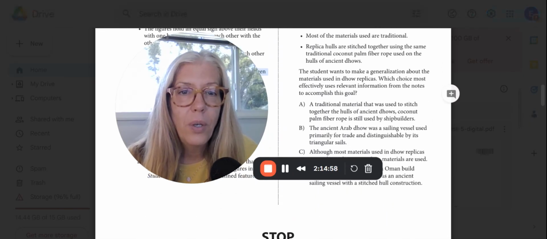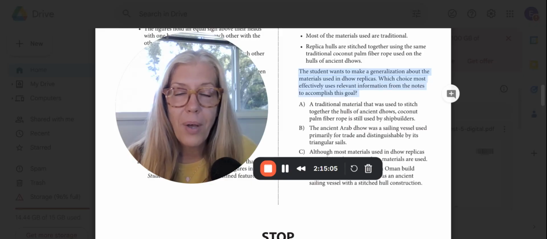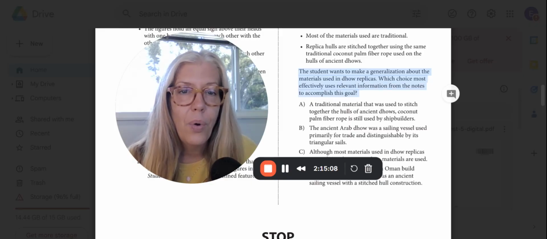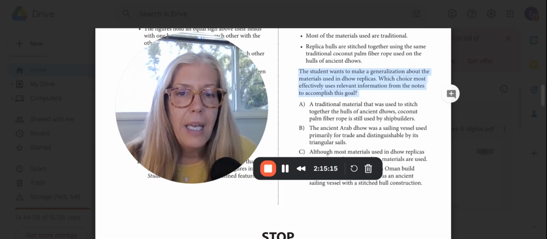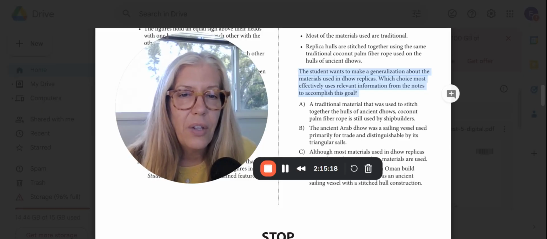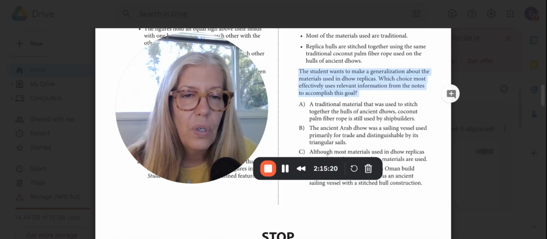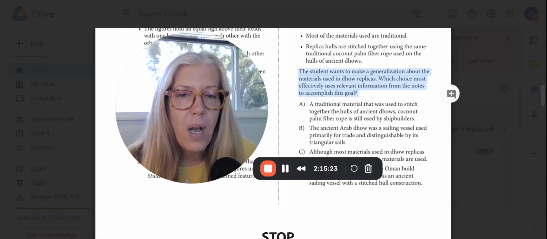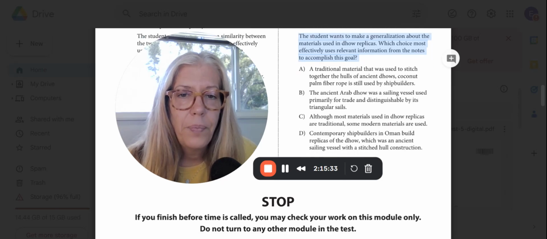I am starting with the question. The student wants to make a generalization about the materials used in dhow replicas. So only about the materials used in dhow replicas. Let's see if we can get rid of some before we look up at the bullets. A. A traditional material that is used to stitch together the hulls of ancient dhows, coconut palm fiber, is still used by shipbuilders. That is about the materials, but that's not very general. I don't know. All right, B.